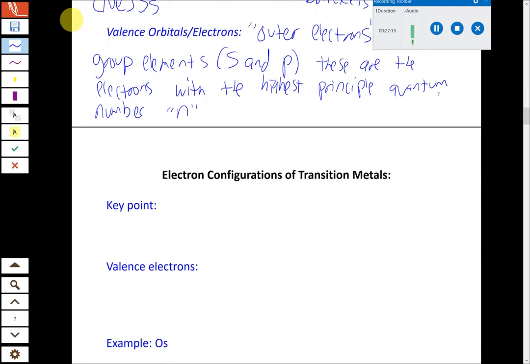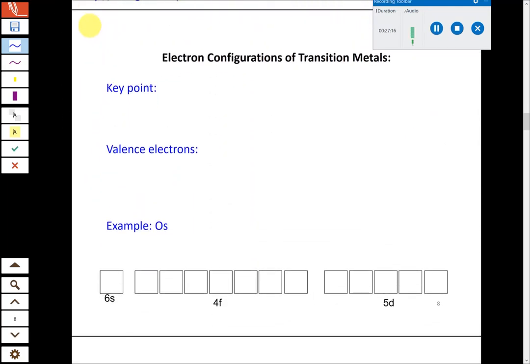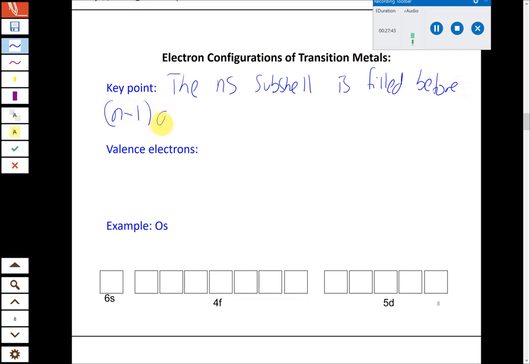The last thing we want to talk about is electron configurations for transition metals, which is not really any different. We just have to remember the key point is that in transition metals, we're talking about the elements that are in the middle of the periodic table, the ones that are in the D block as we called it. And we have to recall that in this part of the periodic table, the NS subshell, whether it be 4s, 5s, or 6s being the appropriate ones for this argument, is going to be filled before the n-1 D subshell. So 4s is filled before 3D, 5s is filled before 4D, 6s is filled before 5D.